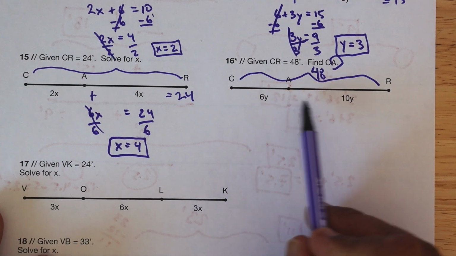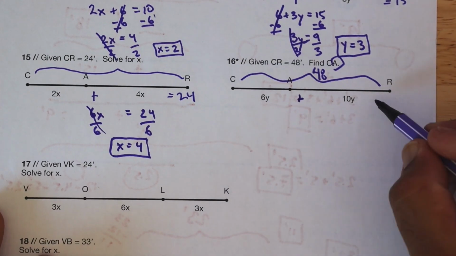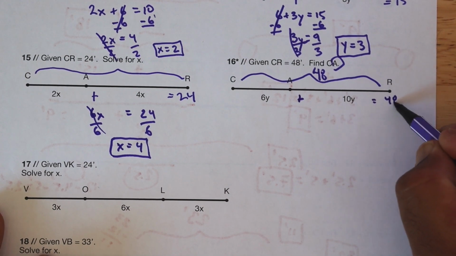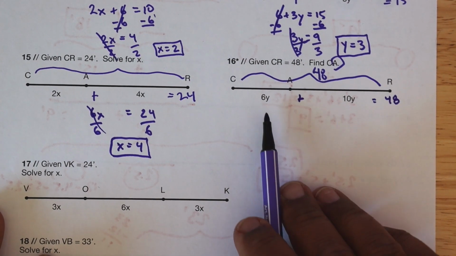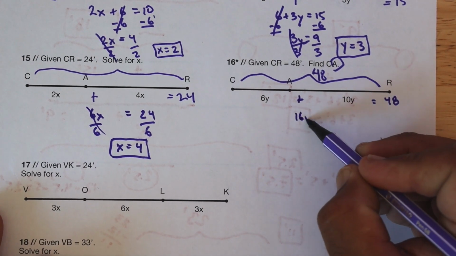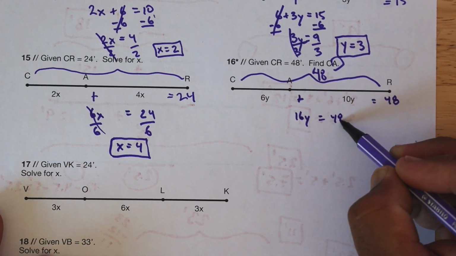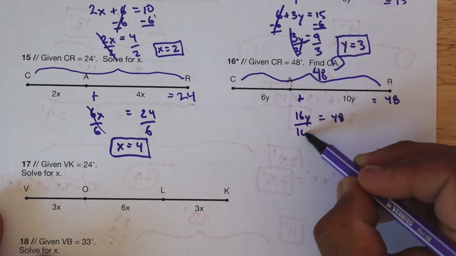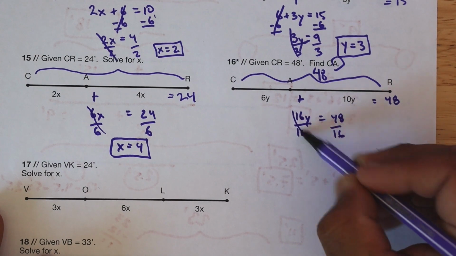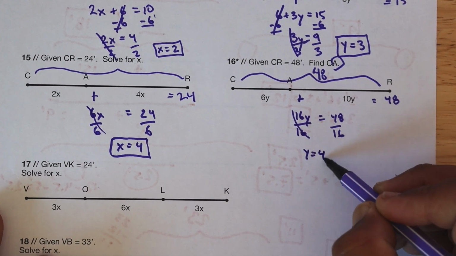So what I do know is this segment plus that segment equals the whole segment. So 6y plus 10y equals the whole thing, which is 48. So 6y plus 10y is 16y. Equals comes down, 48 comes down. Divide by 16 on both sides. And I get y equals 4.